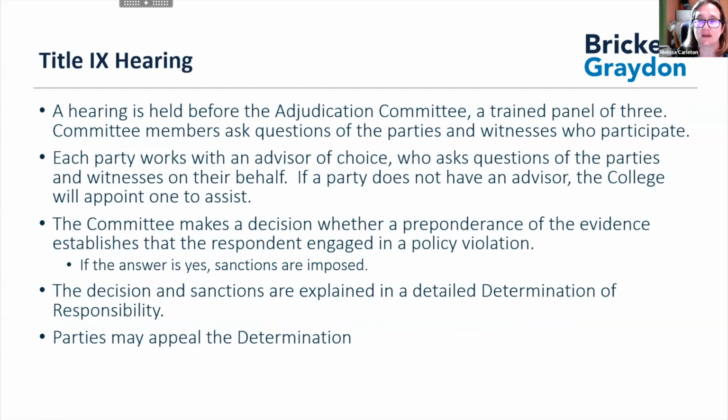And then it's up to the committee to decide whether a preponderance of the evidence established that a policy violation occurred. A preponderance of the evidence just means, is it more likely than not that a policy violation occurred? If the answer is yes, then they also impose sanctions. All of that is written up in a detailed determination of responsibility, which will explain what facts were found, how they are applying those facts to the policy, what the rationale is for believing certain people over other people if there are credibility issues in question, and what evidence they weighed more heavily. Then the parties may appeal that determination.